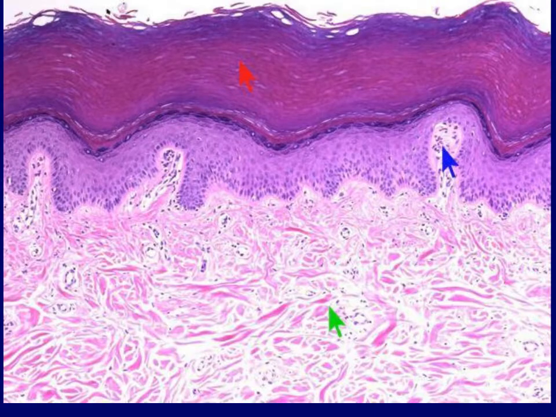So now we're going to take a look at a photograph of a histological section through the skin and see if we can identify the different layers we've learned so far. So if you take a look at the red arrow, what layer do you think that is? Well, the correct answer here is this is the stratum corneum of the epidermis. Remember, the stratum corneum contained dead, flattened epithelial cells in about 25 or 30 different layers.